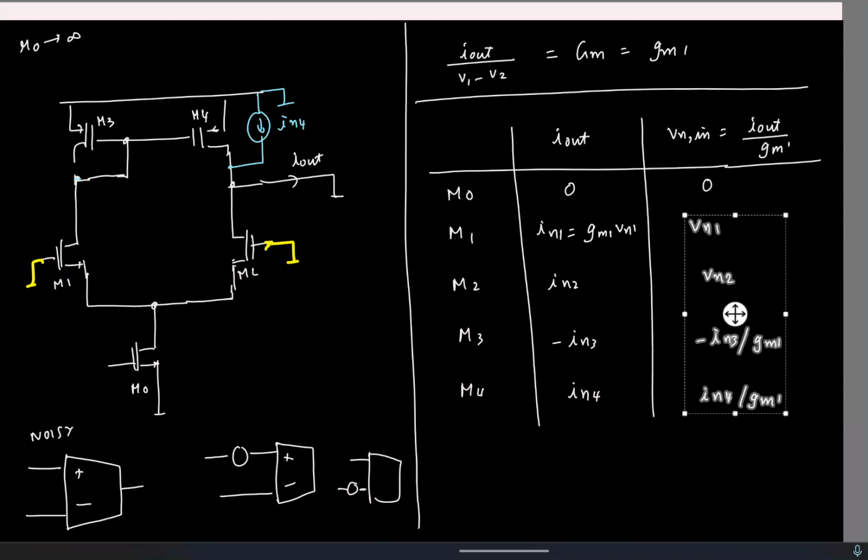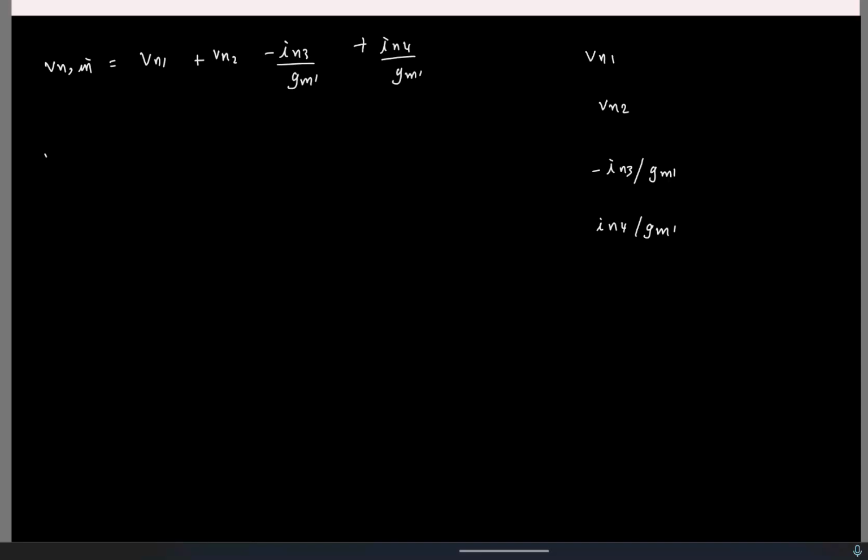Let me copy these and let's write the power spectral density. My Vn in is basically Vn1 plus Vn2 minus IN3 by Gm1 plus IN4 by Gm. If I try to find the power spectral density of this input referred voltage noise, what is that?